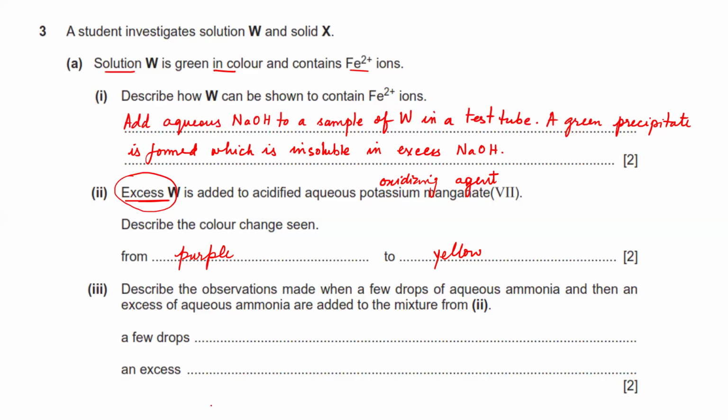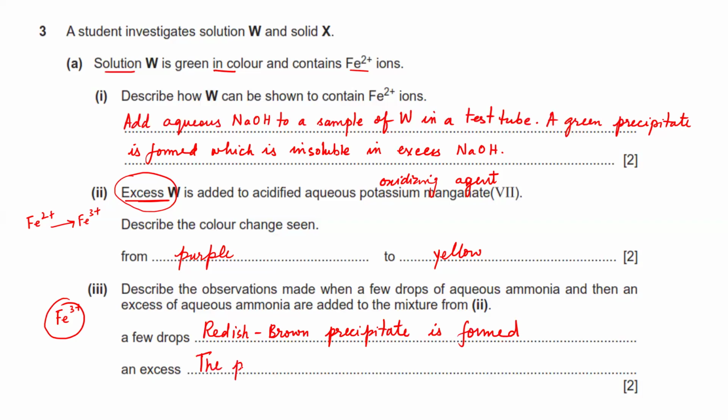So moving ahead, part 3, it says describe the observation made when a few drops of aqueous ammonia and then excess aqueous ammonia are added to the mixture in 2. Since W is in excess and it has oxidized, now you are actually doing a test for the Fe3 positive ion. This has changed from Fe2 to Fe3, and now you are testing for Fe3 positive ion. With a few drops, a reddish brown precipitate is formed. In excess, the precipitate is insoluble.